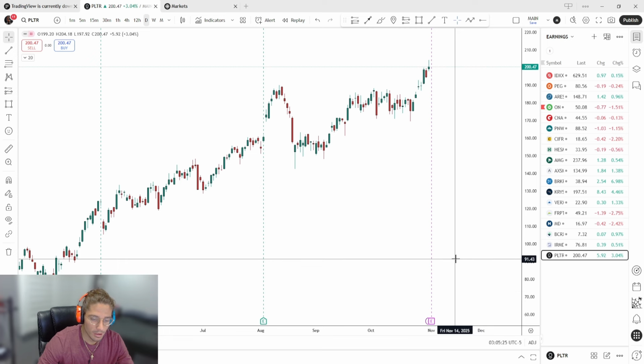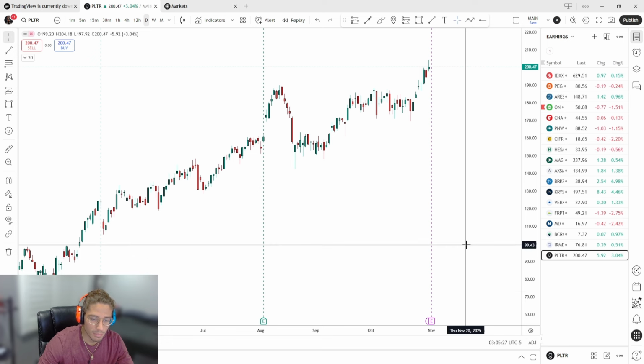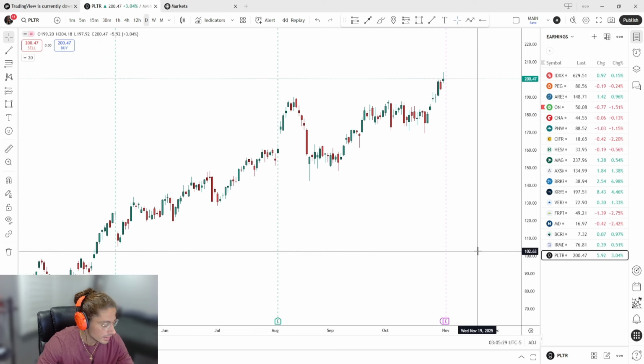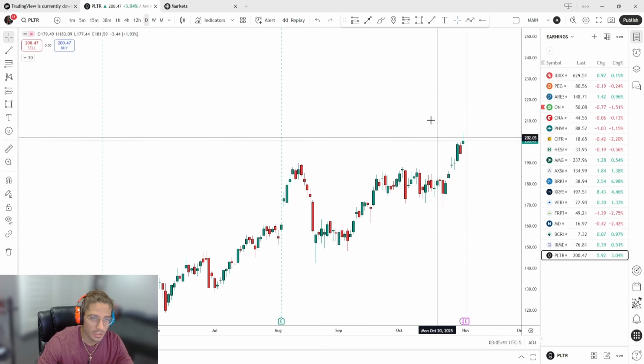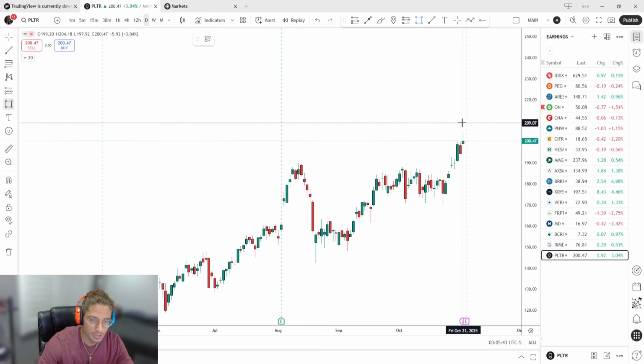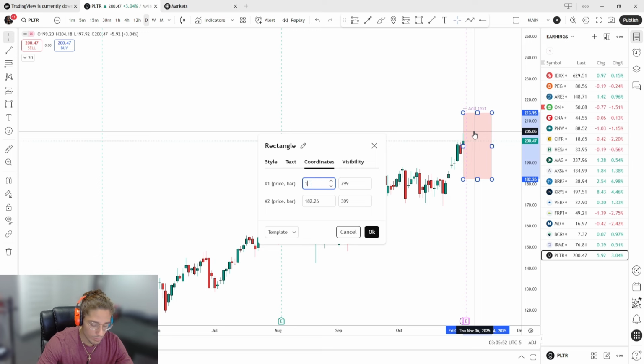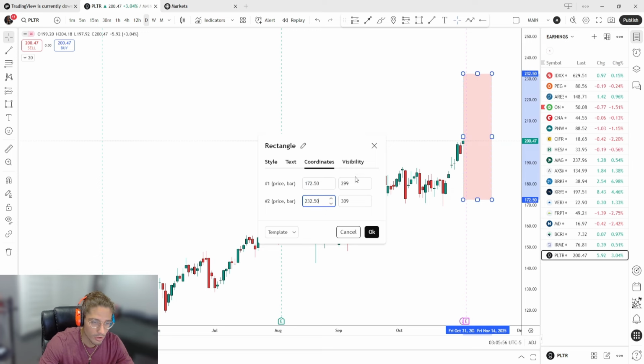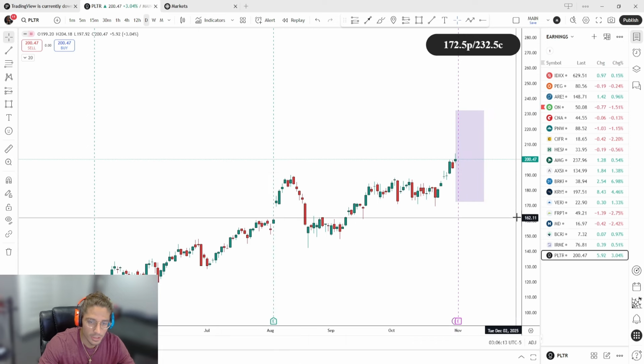On to PLTR or Palantir, they are releasing their earnings Monday, November 3rd post-market. They are rated a 7 out of 10, so just a little bit higher than the previous analysis we just did. Palantir was given a 172.5 put and a 232.5 call on the strangle. So this is their earnings trade.